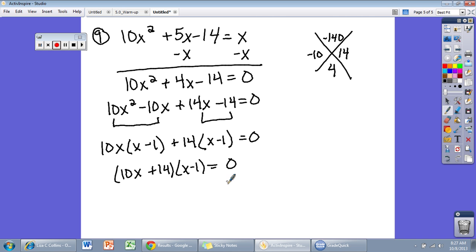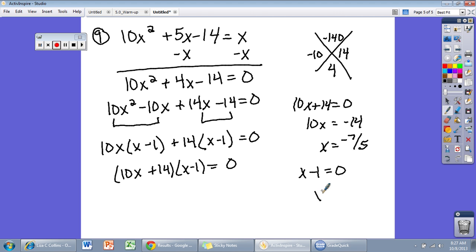Now I want to solve this by setting each factor equal to 0. 10x plus 14 equals 0. We subtract 14 from both sides, divide by 10, and we get x is equal to negative 7/5. Make sure you're reducing your fraction to its lowest terms. And also x minus 1 equals 0. I add 1 to both sides, so I get x is equal to 1.